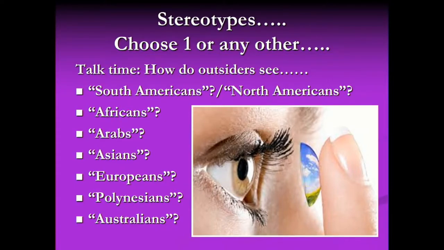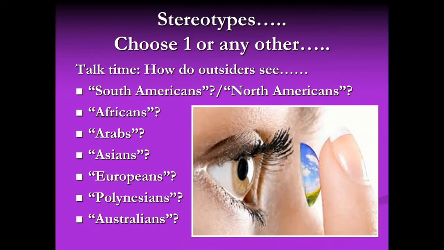I'd like to think about stereotypes for a moment, and I'd like to give you a little bit of talk time, because you haven't had much time to talk to each other today. I'd like you to turn to somebody near you, somebody behind you if you wish, and I'd like you to think about these different nationalities, these different groups of people, and see how outsiders see them. So you can choose anyone, or you can choose another one if you would like to choose a different nationality, or a different language group if you wish, or a different culture like special needs culture or refugee culture. All of these are different cultures.